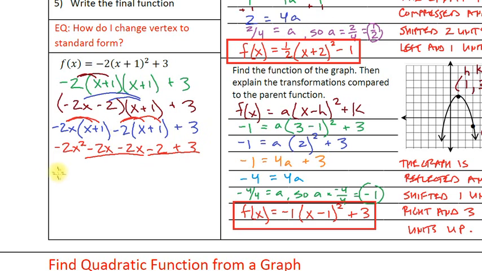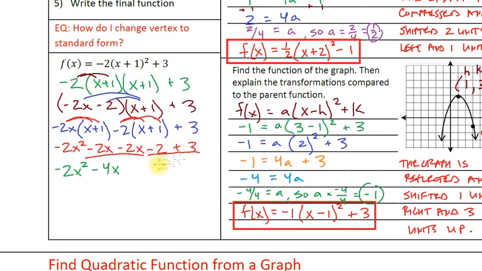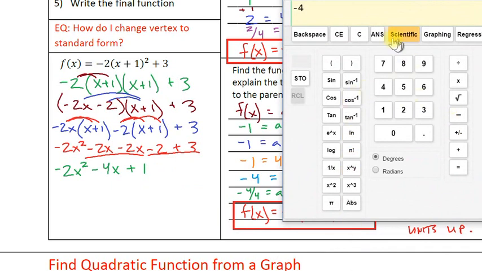Let's write our final expression. -2x squared minus 2x minus 2x is -4x. If you have struggled with that in math principles, just do this: -2 minus 2 equals -4. So we know it's -4. Alright, and then we have -2 plus 3, that is +1. Again, if you struggle with that mathematically, just go ahead and put it in your calculator. -2 plus 3 equals +1.